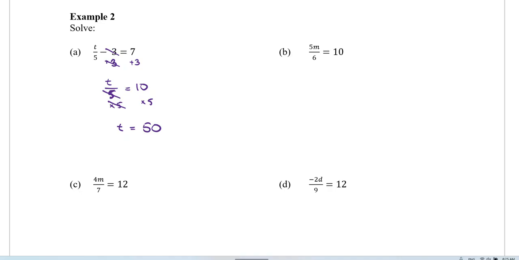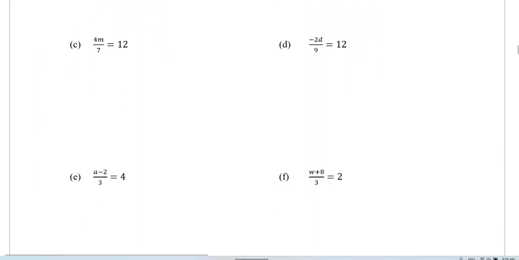When we look at B, we still have two numbers next with the m there. Now, because the 5 has a fraction line underneath it, we can't get to that 5 until we get rid of the 6. Okay, so the 6 is the one that needs to go first, and because it's a divide by 6, our opposite is to times by 6. Okay, that will leave 5m equals 10 times 6 is 60. Then we are going to divide by 5, and we get m equals 12.